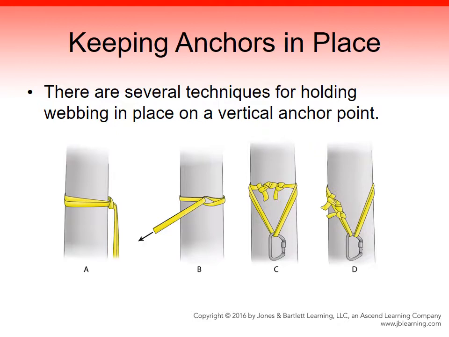There are several techniques for holding webbing in place on a vertical anchor. One is the basket hitch, shown in illustration D, and another is to tie the webbing around the anchor point in a girth hitch, shown in illustration A. The drawback to this technique is the temptation to clench the webbing back on itself. This should not be done because it puts potentially dangerous stress on the webbing.